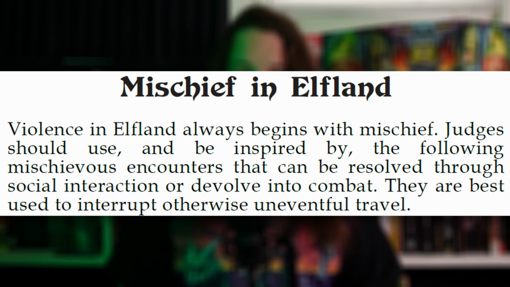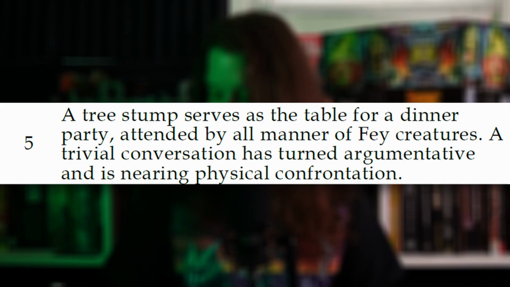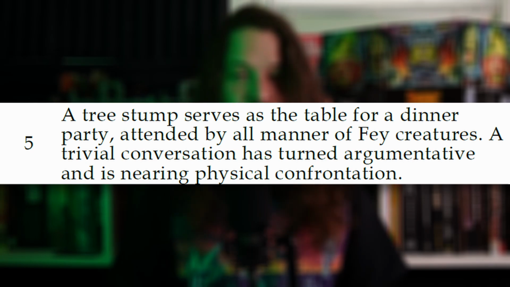Next is Mischief in Elfland. These work basically as an encounter table. These are ways where if you're traveling, you might come across certain things. These could be ways for players to get in trouble or have a fun social interaction, or maybe it'll devolve into combat. Just to give you an example of what's on here: a tree stump serves as the table for a dinner party attended by all manner of fey creatures. A trivial conversation has turned argumentative and is nearing physical confrontation.